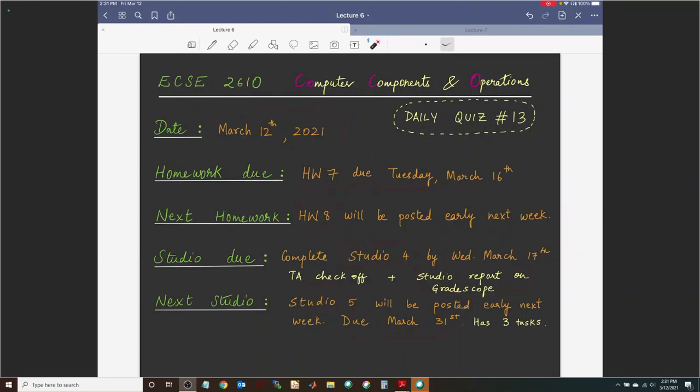And the main reason for that kind of a timeline is because the Studio 5 is going to have three separate tasks. So you can balance your time out, so you work on task one, then two, and then three. The checkoff process also takes a bit of time for Studio 5. So I would really encourage you guys to start early, and as you are getting through your studio tasks, get them checked off early, so that at the last minute it doesn't become a bottleneck.